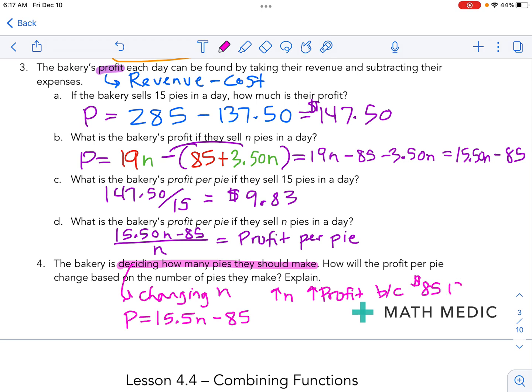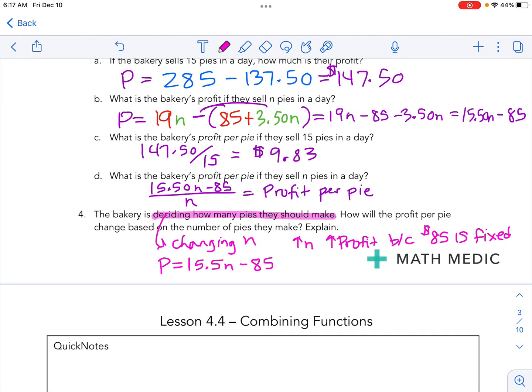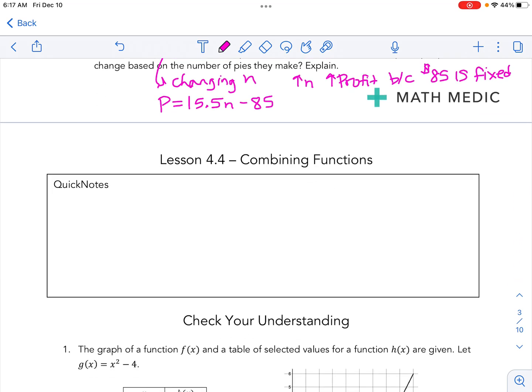because $85 is fixed, right? That's that overhead I keep referencing. That's the utilities and the rent and so on. So there's a rational explanation or justification for that. This is the word I'm looking for.